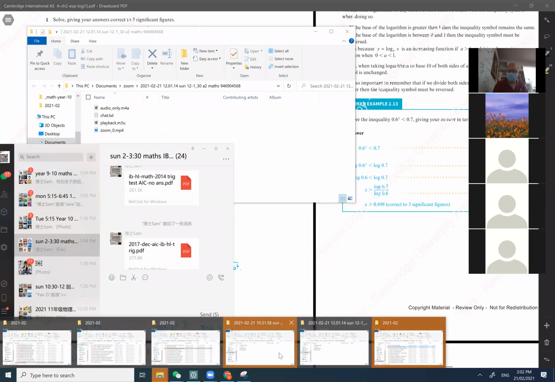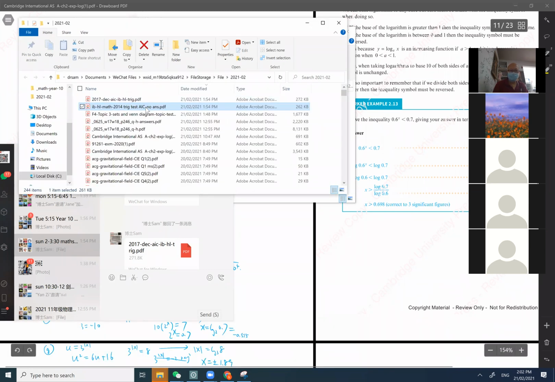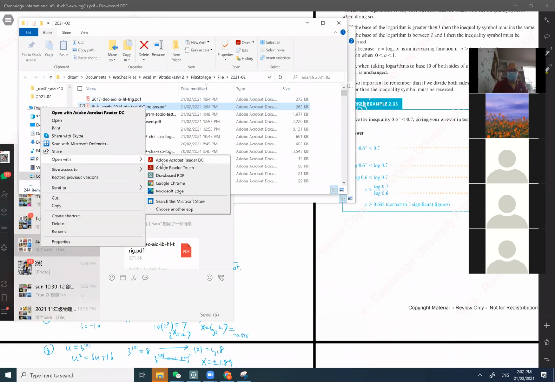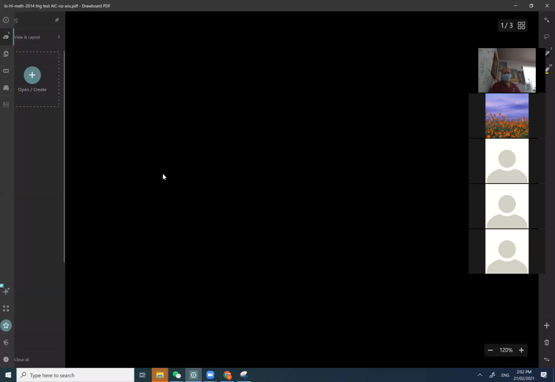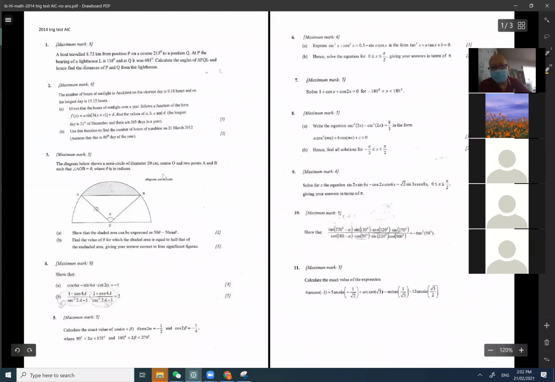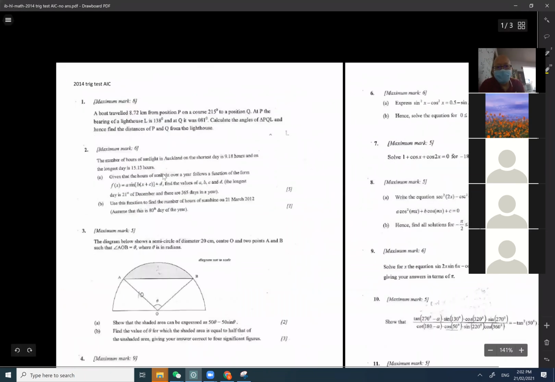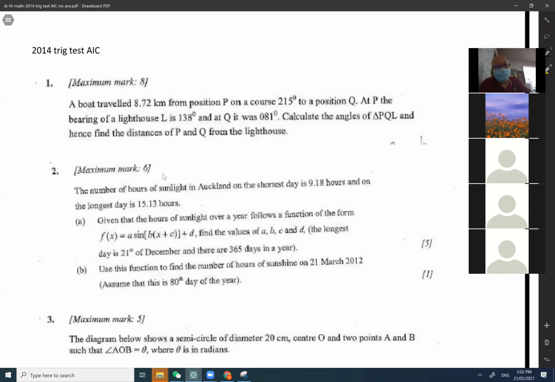Oh, identities. Okay, yeah, we double check in the whole trig what we learn. That's from school test 7 years ago. Okay.